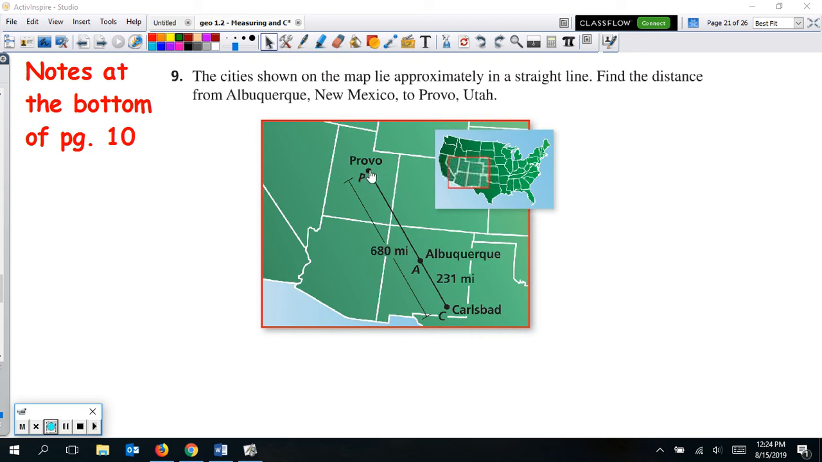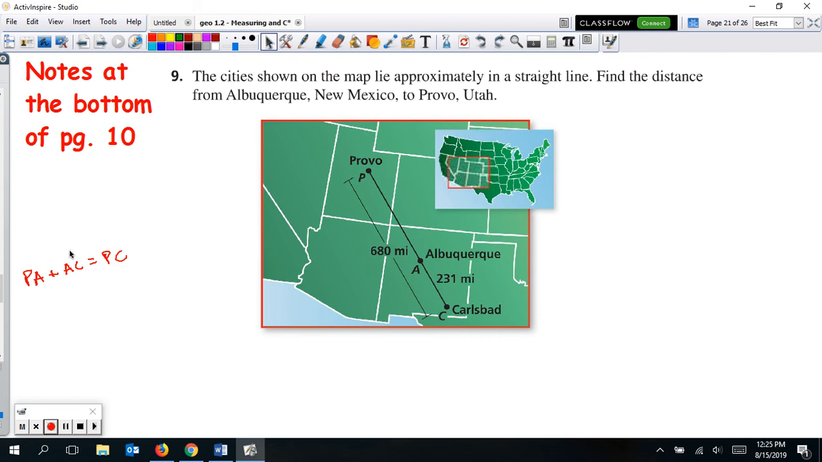Just draw a segment like this, endpoint P, endpoint C, A's in the middle. You can name them as well: Provo, Albuquerque, Carlsbad. That's what they stand for. It says again, the cities shown on the map are on a straight line. Find the distance from Albuquerque, New Mexico to Provo, Utah. You also want to number them. The AC segment, Albuquerque to Carlsbad, is 231 miles. The entire segment from P to C, from Provo to Carlsbad, we know is 680 miles. And we're trying to find out what PA is.